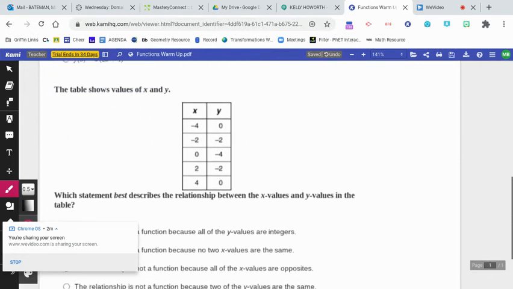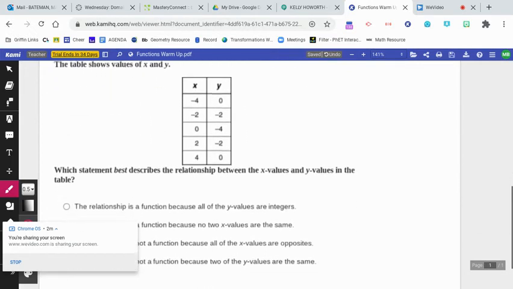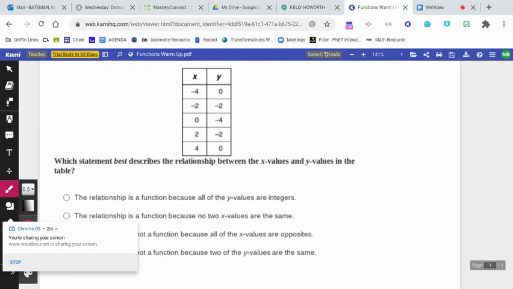Okay, and then finally, it says the table shows values of x and y. Which statement best describes the relationship between x values and y values in the table? Obviously, we're trying to get towards functions. So before I even look at my answer choices, I'm going to determine: is this table a function or not? Whenever you're identifying functions, the only thing that matters is our x values. We have to make sure no x value is repeating. With that being said, I'm just going to blank out my y's because they don't matter. All that matters is that none of my x values repeat.